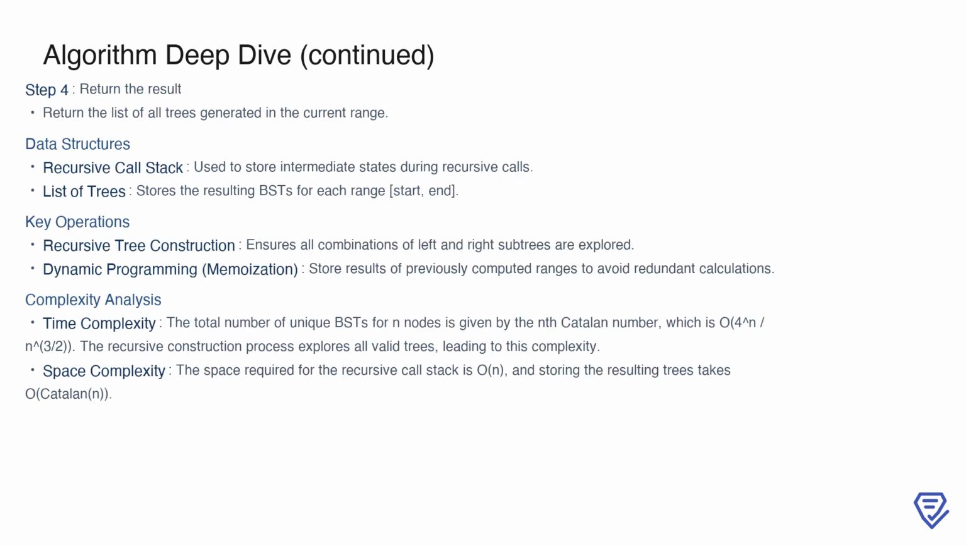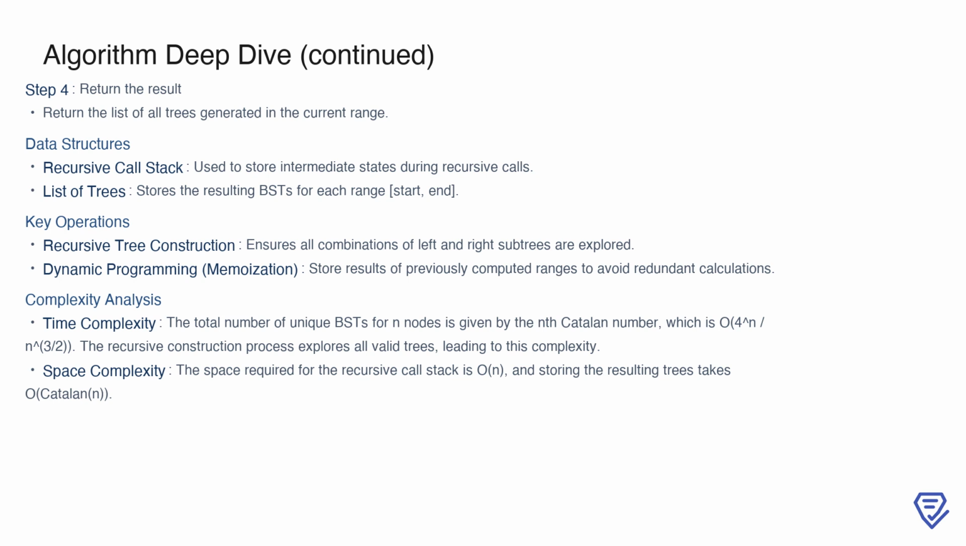After generating the left and right subtrees for a chosen root, we combine them. For each combination of left and right subtrees, we create a new tree with the current root, attaching the left subtree as the left child and the right subtree as the right child. This tree is then appended to the result list. Finally, the function returns the list of all trees generated for the given range.